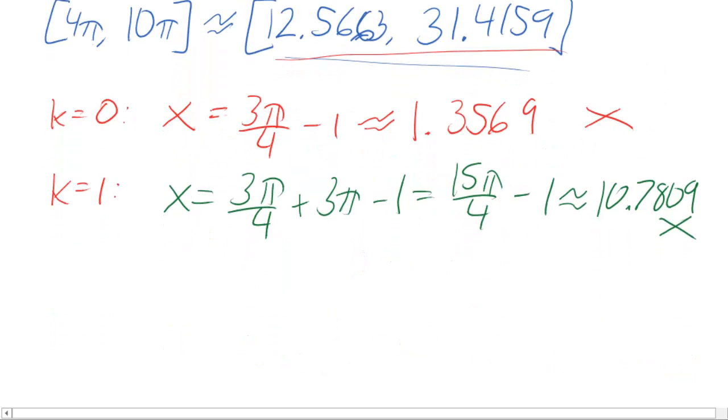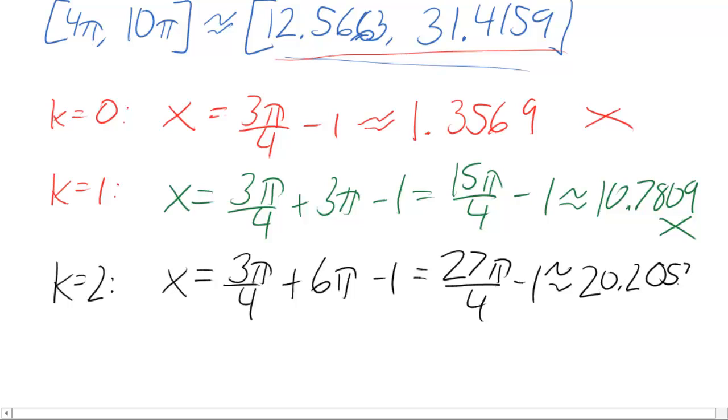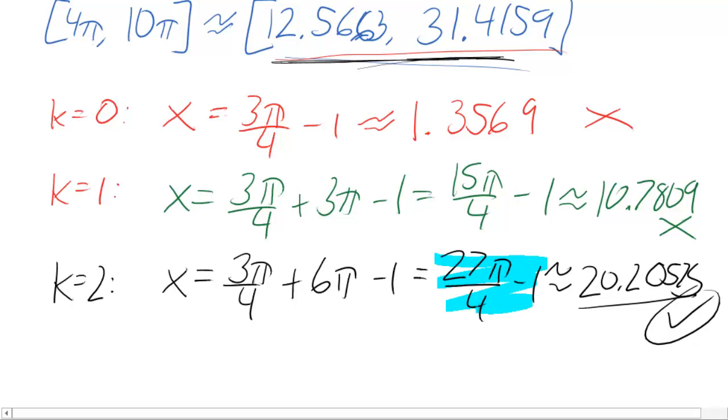So we can keep playing this game. So let's try k equal to 2 and see what happens. So k equal to 2, we're going to get x equal to 3 pi over 4 plus 6 pi minus 1. Again, doing the algebra, that simplifies to 27 pi over 4 minus 1, which is approximately equal to 20.20575. That is awesome because 20.2 is in fact in this interval. So this is one solution that we want to keep a hold of because it is where we want it to live.